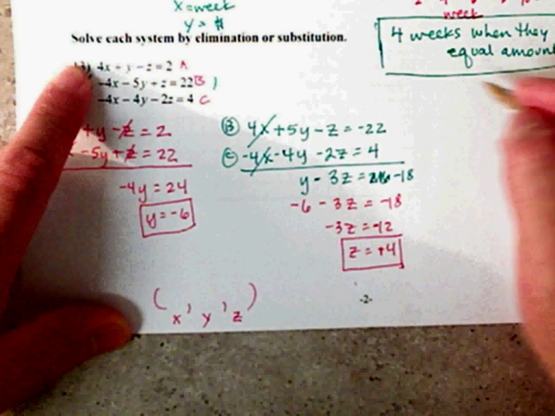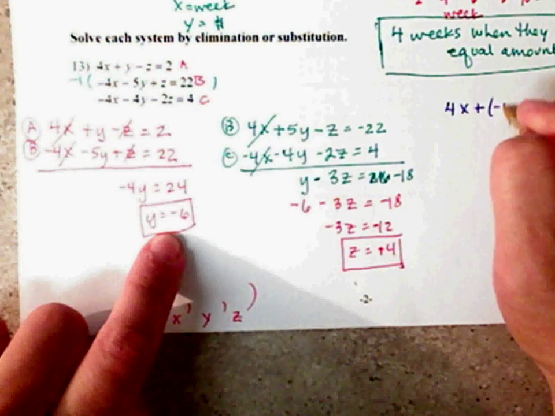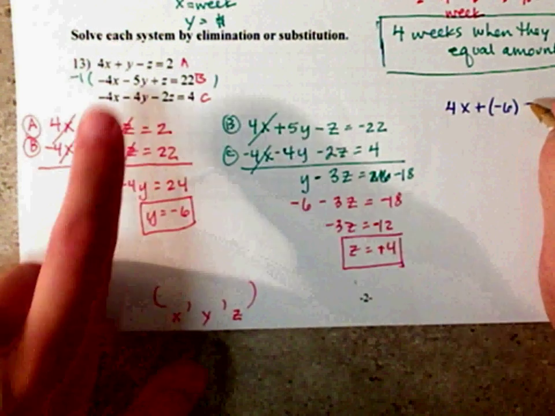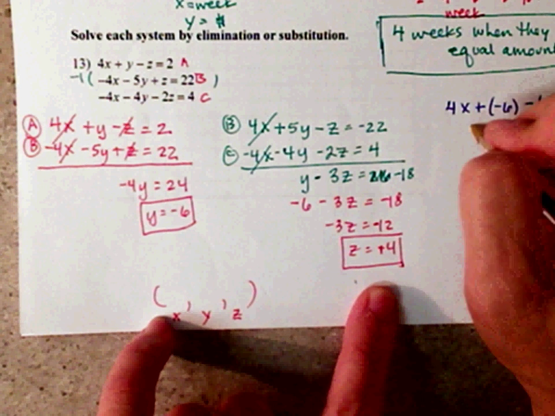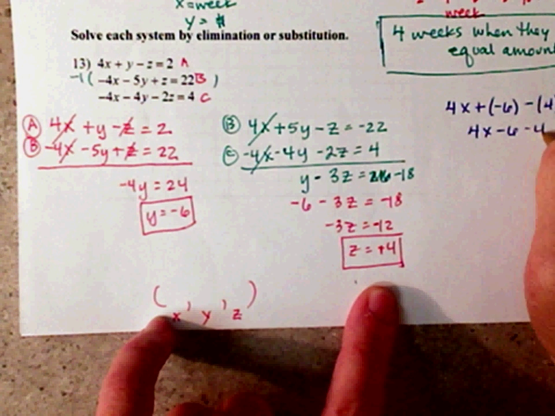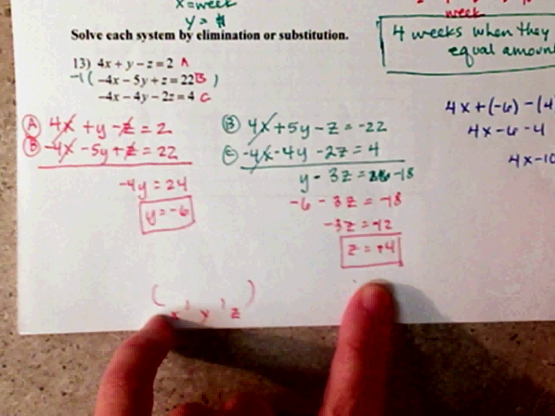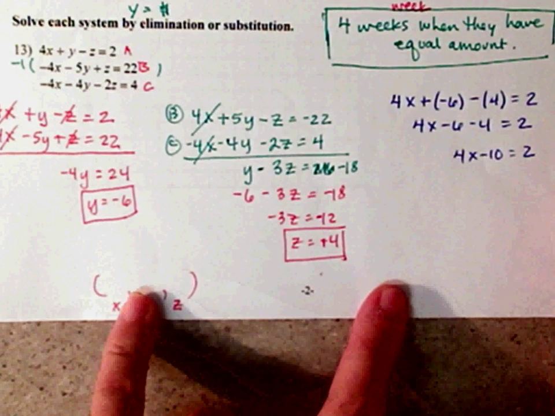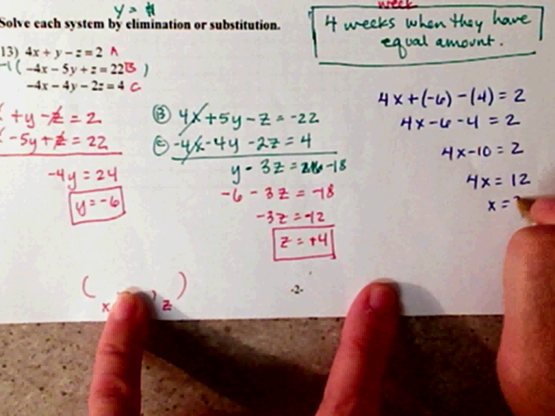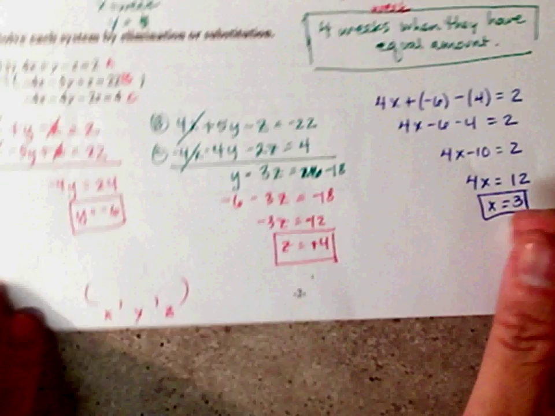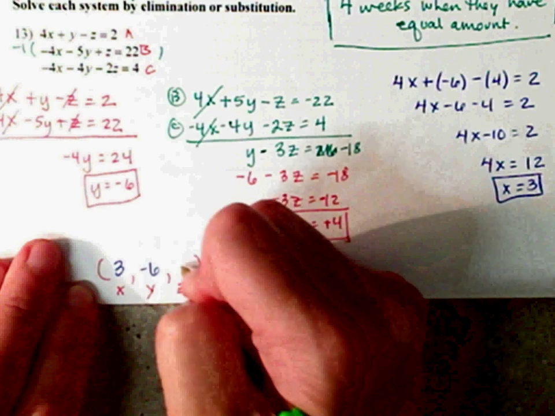So you've got 4x plus y. What's your y? Negative 6, minus your z. What is your z? Positive 4, equals 2. So 4x minus 6 minus 4 is equal to 2. Combine your like terms. Add 10, my apologies, add 10 to both sides. So you've got 12, so x is equal to 3. So what is your x value? 3. What's your y? Negative 6. What's your z? 4. And there is your solution.